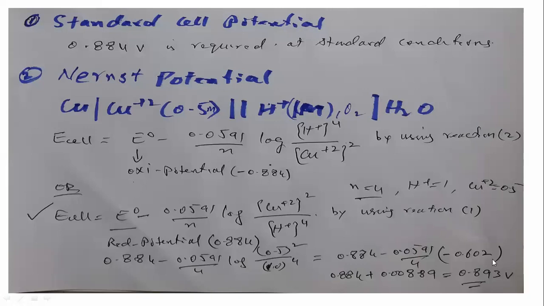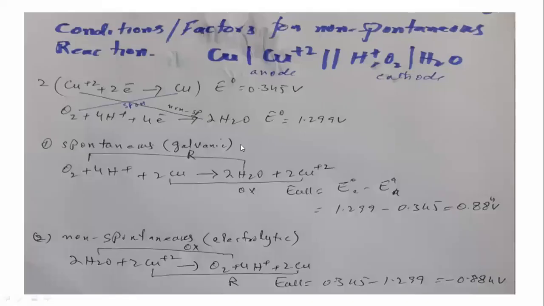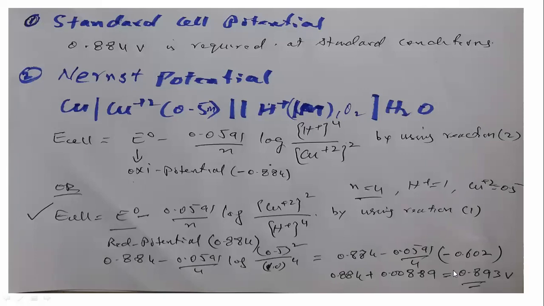So our conclusion is, if you want this reaction, the non-spontaneous reaction, again we are talking about this, not only is this energy required, but you need 0.893 potential if you want this reaction to convert to the product side. That means if you want to deposit the copper ion on the cathode to convert into copper metal, then you have to provide this energy. So the question over here is, if you provide this potential, again, the reaction is not happening.